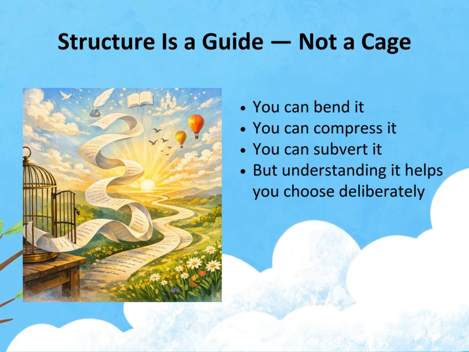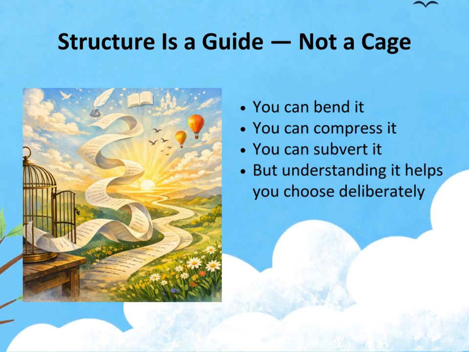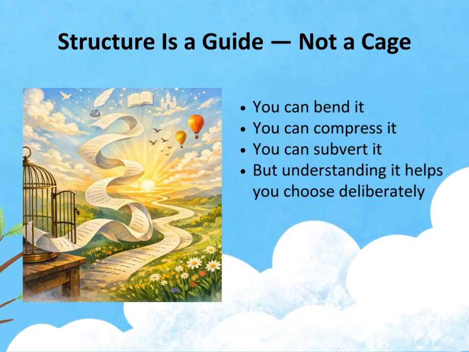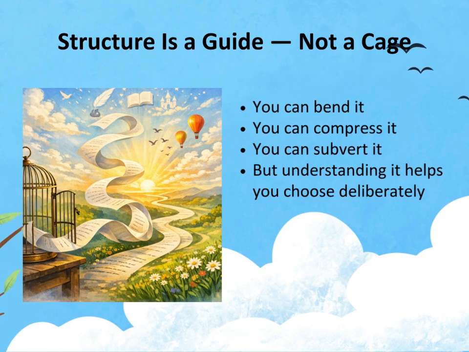You can even subvert it by deliberately breaking expectations, as long as you understand what expectation you're breaking and why. Writers who understand structure have more freedom, not less, because their choices are deliberate. They know when they're following a pattern and when they're deviating from it for effect. Think of it like learning musical scales before improvising. The knowledge doesn't limit creativity, it supports stronger creative decisions.